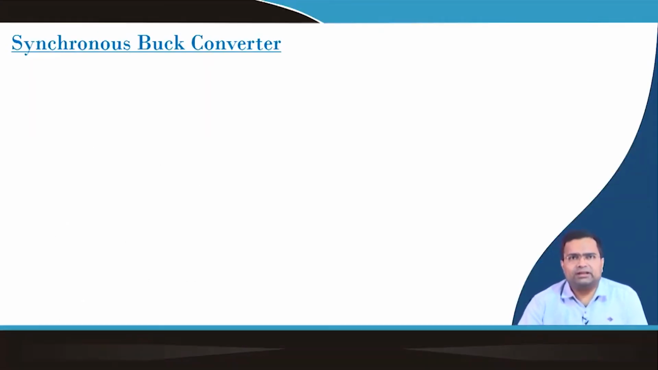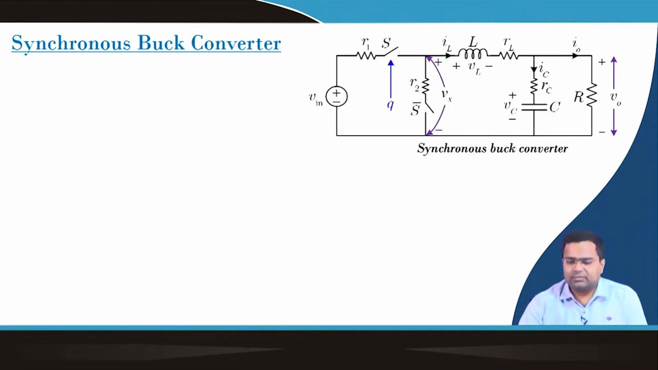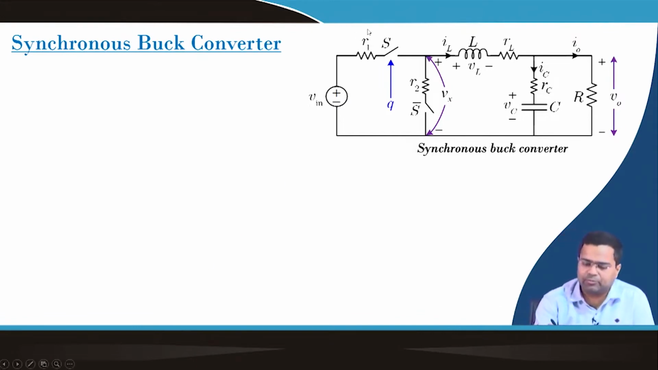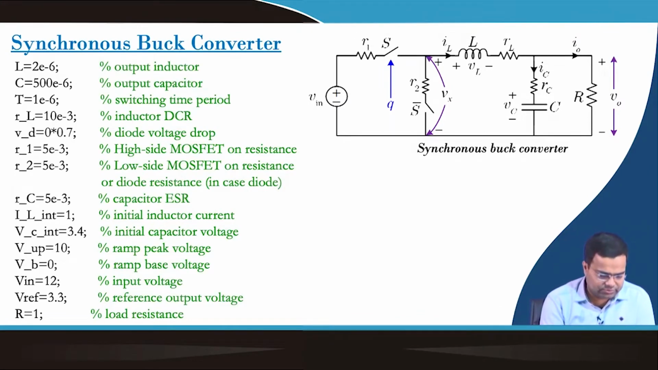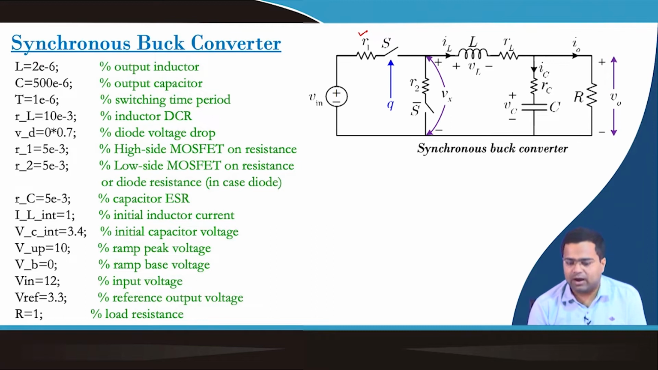So, if we consider a synchronous buck converter, which we have already discussed, that means a realistic circuit which includes the on time of the switch S1, the main switch, then the on time of S bar, the complementary switch, and this Vx is the switch node voltage terminal.